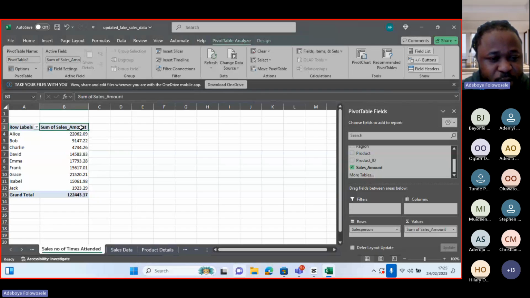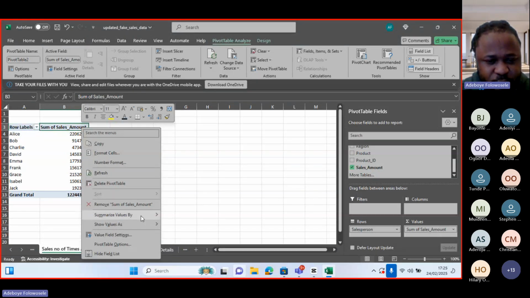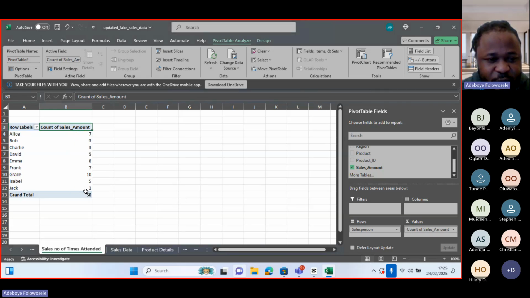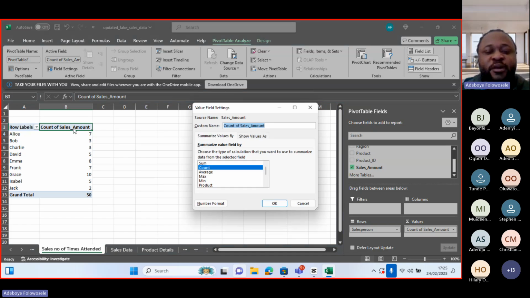So let me come here, right click. I will change it to count. So as we can see from this place, it was Grace that actually made the highest number of sales. So I can call it number of sales by salesperson.